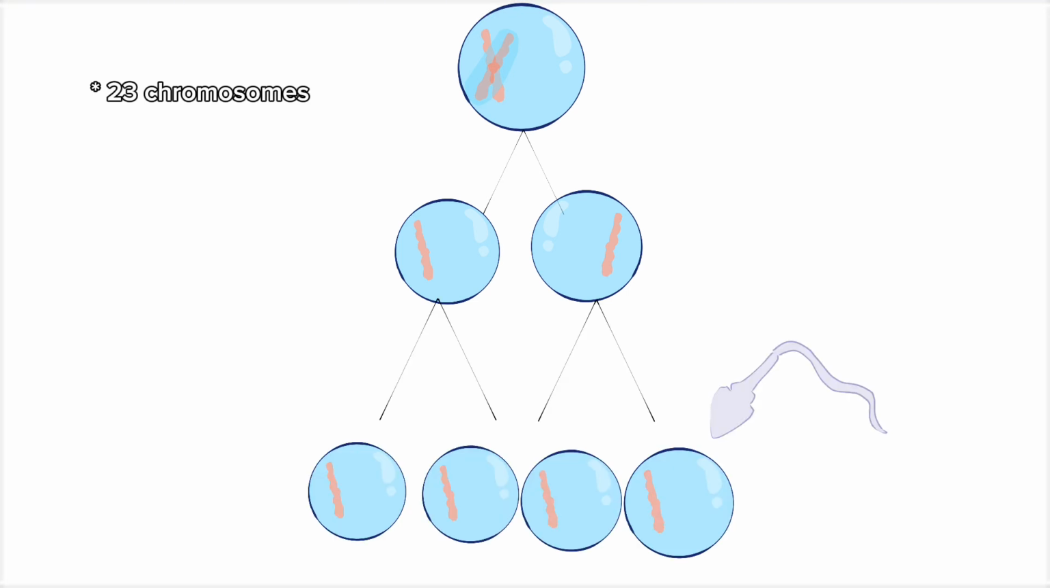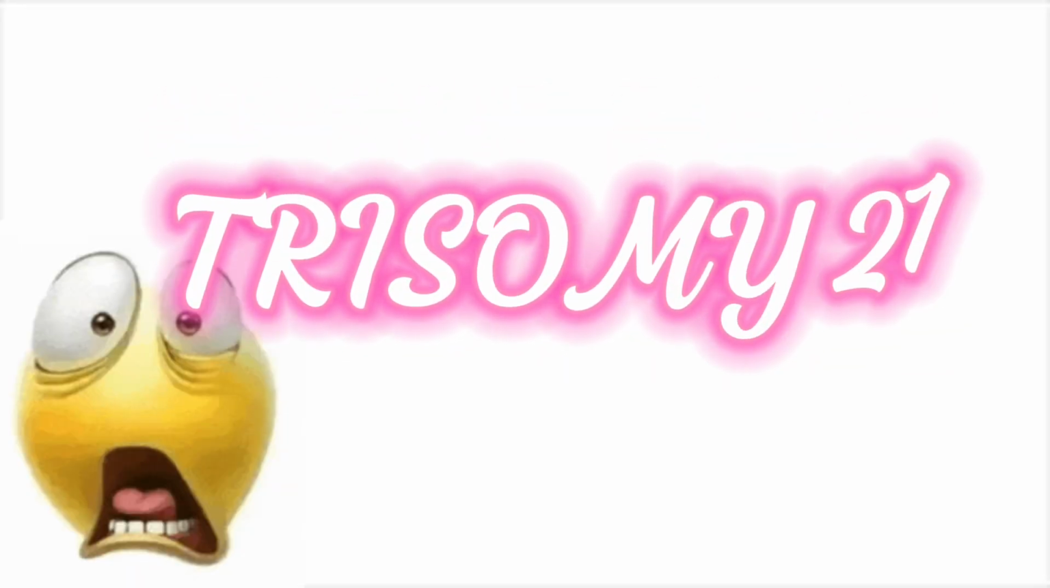Then, the cell pairs up with a sperm cell, which also has 23 chromosomes, giving us 46 chromosomes in total. Now that we know what the process of what normal cells go through looks like, we can start learning about the process of what cells with trisomy 21 look like. Wow! There are three cytogenic types of trisomy 21. The first one is called free trisomy 21.